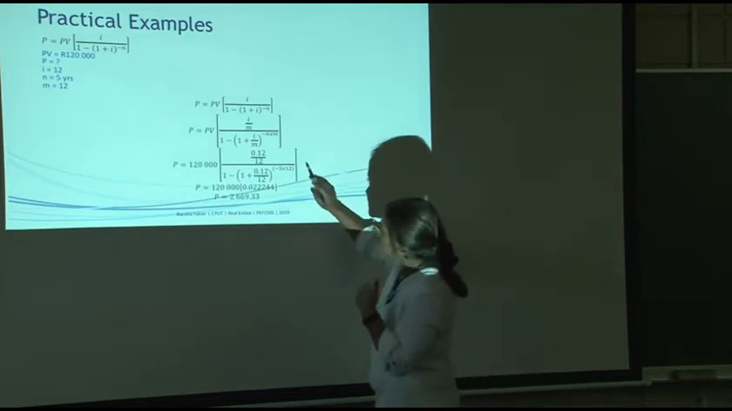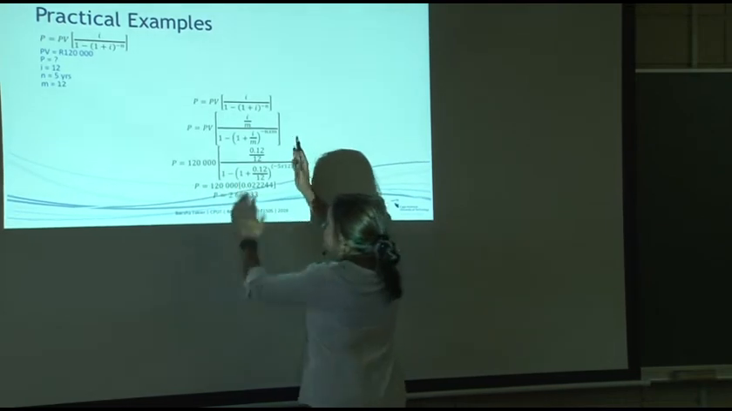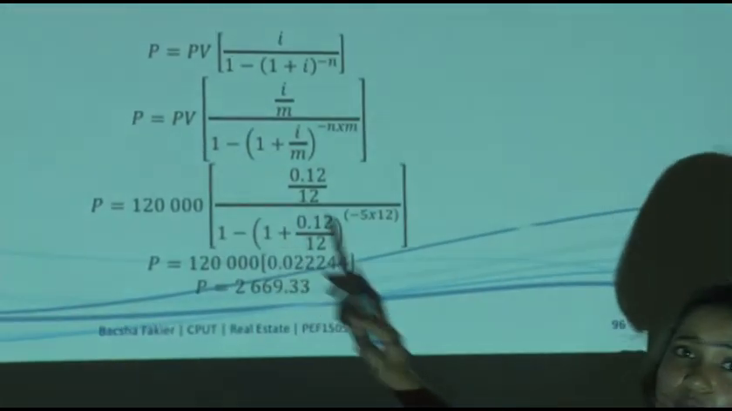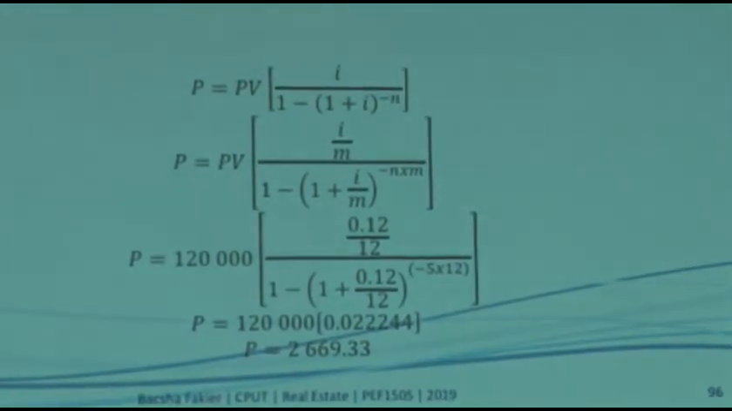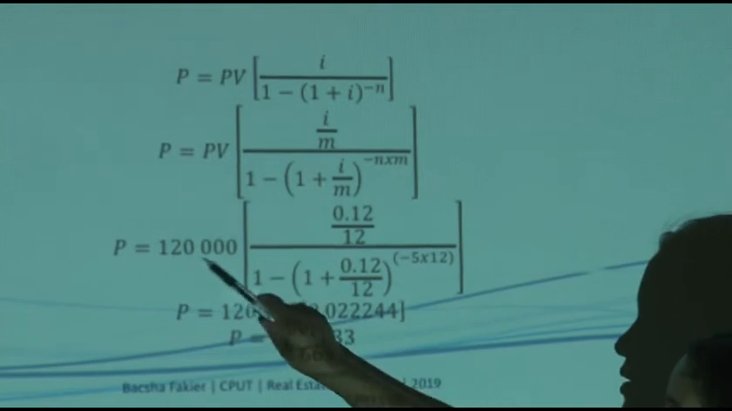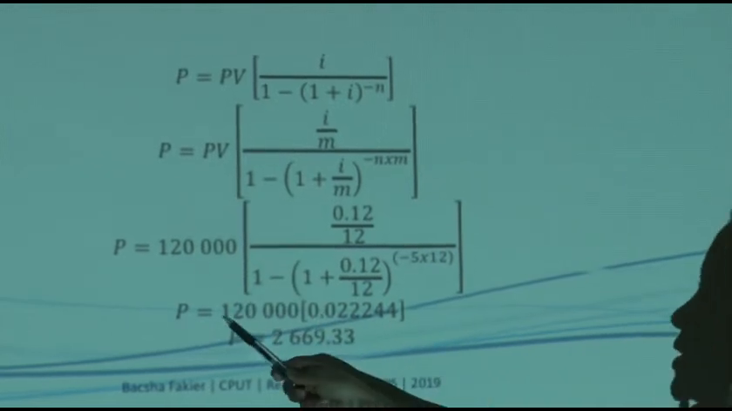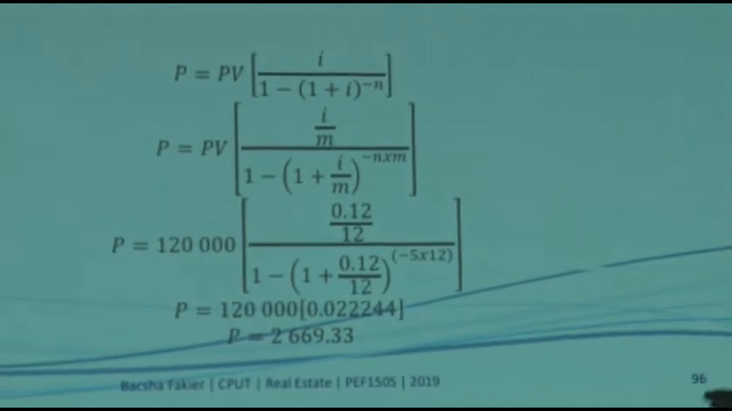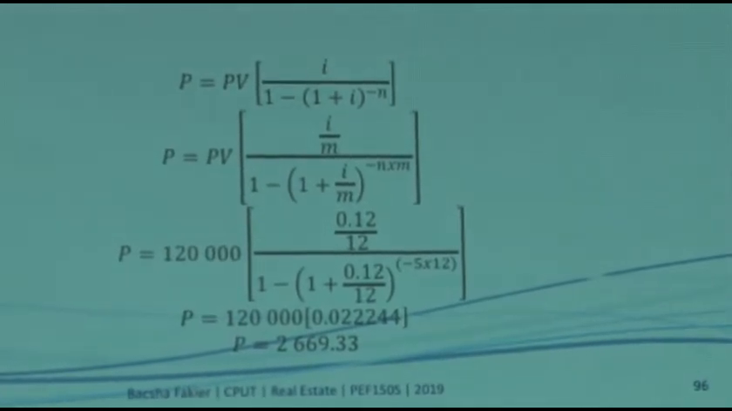Right, here we go. Everything in the bracket is my multiplier. I'm breaking up, amortizing that 120,000, and this is how we do it. Can you see? Money, multiplier. Money, multiplier. Here we go. There's the money, 120,000. What's my multiplier? 0.02224, right?